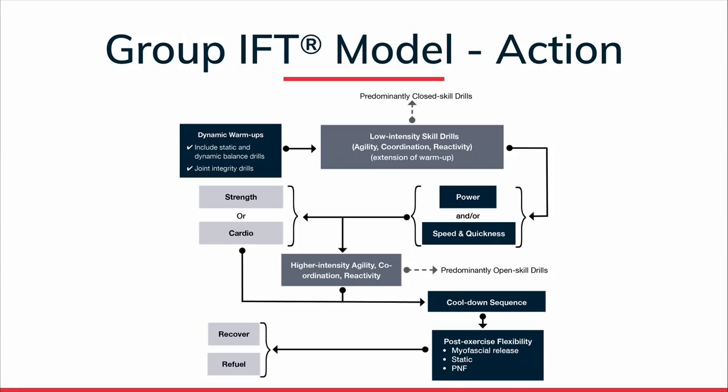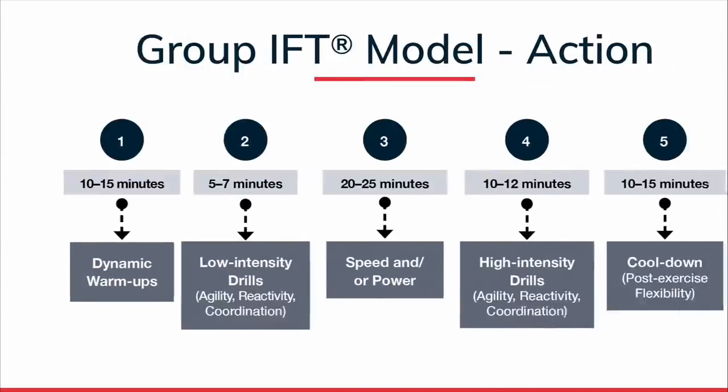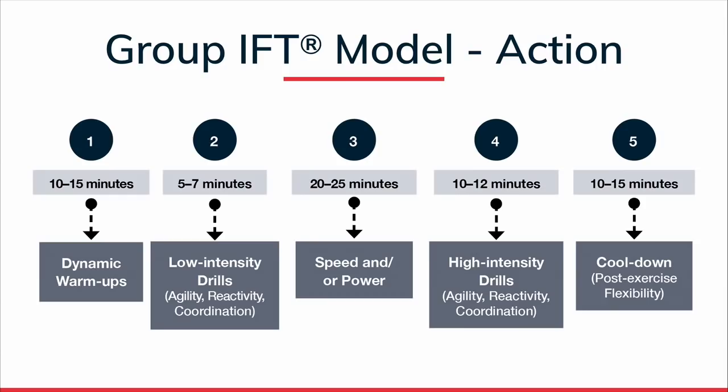Okay? With that in mind, let's take a look at what this looks like flowed out over a 1-hour class, where we're spending potentially 10 to 15 minutes doing dynamic warm-ups, 5 to 7 minutes doing low-intensity drills, agility, reactivity, coordination, 20 to 25 doing speed and power work, followed by high-intensity drills and/or cool down. Now realize that we can move speed and power to replace lower intensity drills. We could plug in strength, muscular strength and endurance work in that speed power or the high intensity drill section.